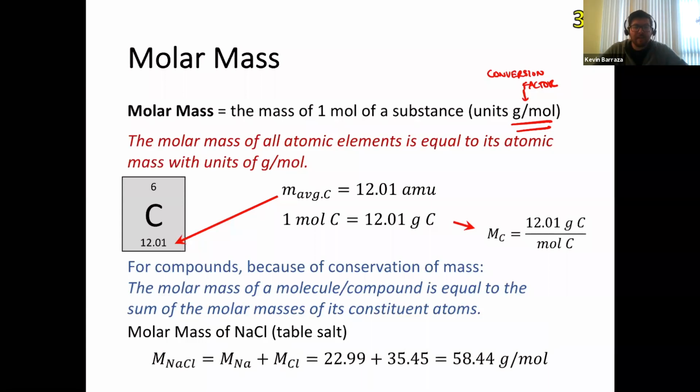So we look and we say, well, the number below sodium is 22.99. So that's the average weight of a sodium atom in AMU, but it is also how much a mole of sodium weighs in grams. So 22.99 would be the value that I use for sodium. 35.45 is the bottom number for chlorine. And I get 58.44, and the unit again, grams per mole.